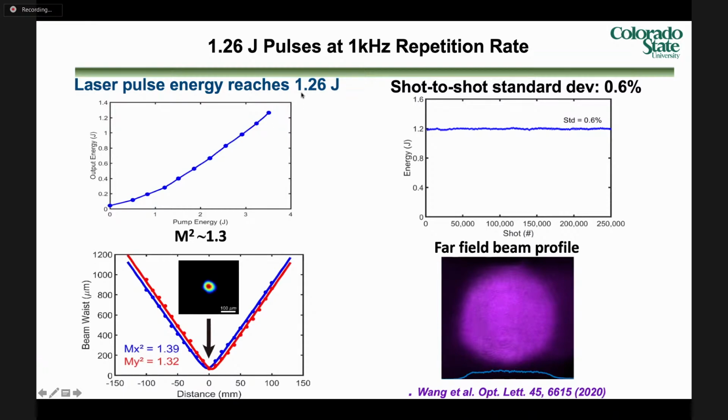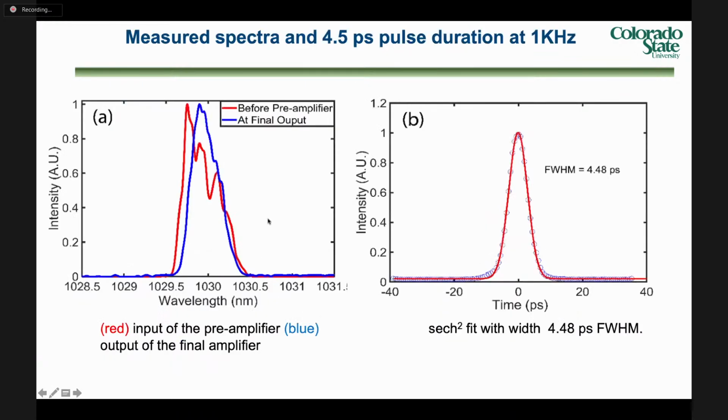1.26 joules actually of lasing at 1030 nanometers, with quite good stability and excellent beam quality, an M squared around 1.3, and a very good beam profile. And as you cryogenically cool, there is a limitation, that is the bandwidth of ytterbium YAG. However, after the entire amplification chain, sufficient bandwidth still remains to compress pulses to around 4.5 picoseconds.